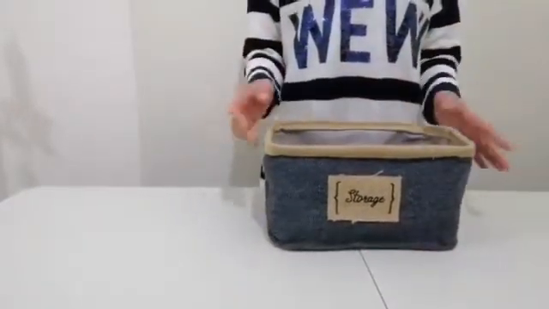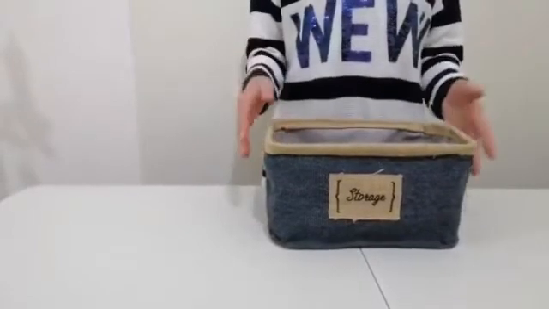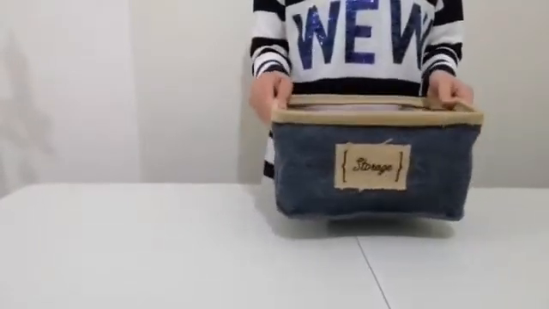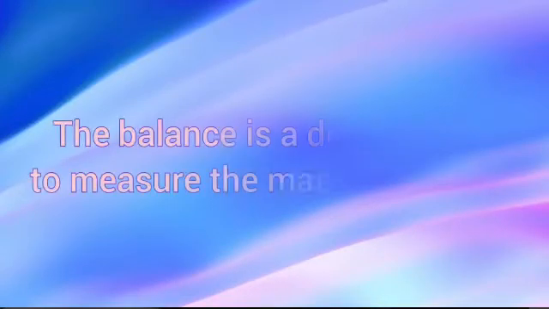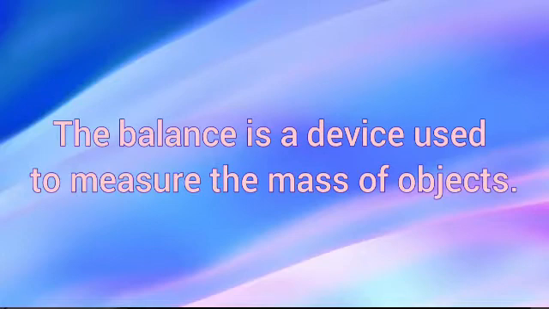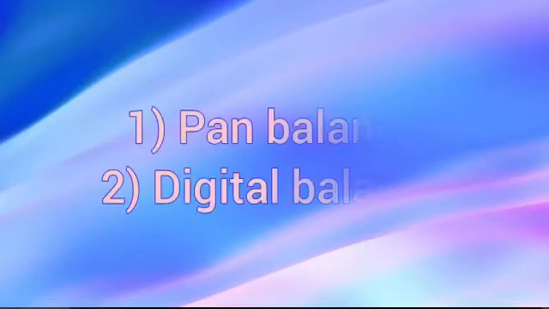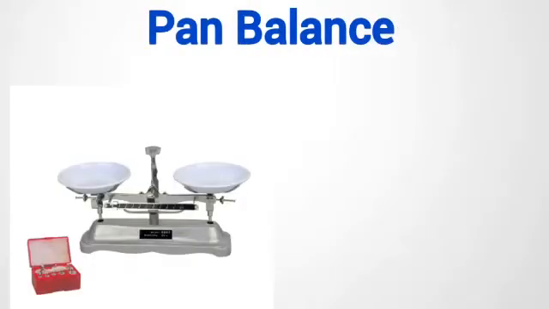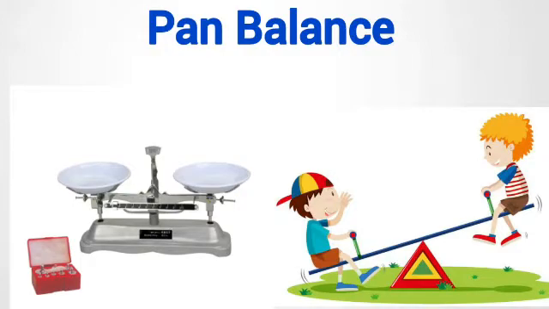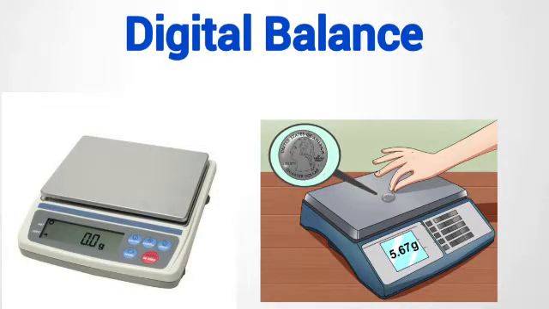Let's find out how we know how heavy the box is. It's the balance. The balance is used to measure the mass of objects. We have either a pan balance or a digital balance. A pan balance has two pans on both sides and works like a seesaw. A digital balance is used with numbers.